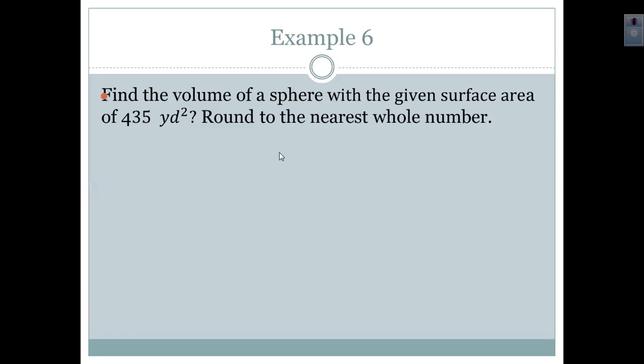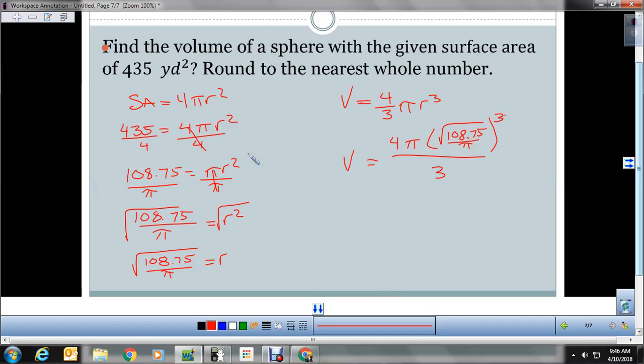So pause the video, try to work this one out on your own, and come back and see how you did. All right, so let's see if we have it set up correctly. So you have the surface area is equal to 4 pi r squared. Plug in 435 for our surface area, and begin solving for the radius. So to start by dividing by 4. It gives us 108.75. Now we divide by pi. And since this is not going to be a perfect whole number here, we're going to leave it under the radical like this. We take the square root of both sides, and we get 108.75 divided by pi all under the square root. So that is our radius.